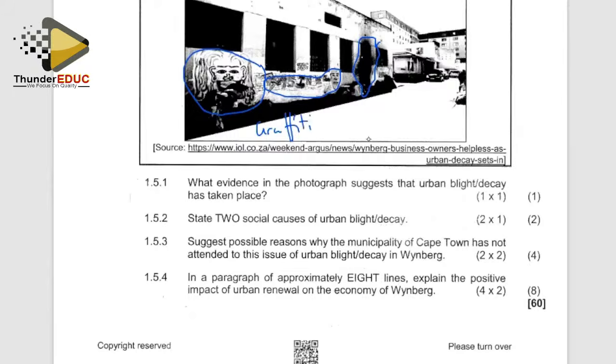The graffiti suggests that there is urban blight taking place. These markings and drawings on the walls give us an indication that the area is experiencing decay. And also we can figure out from what you can see, there's evidence of abandonment here. The area seems deserted. It seems like it has been abandoned. There's no one who is actively maintaining these buildings.